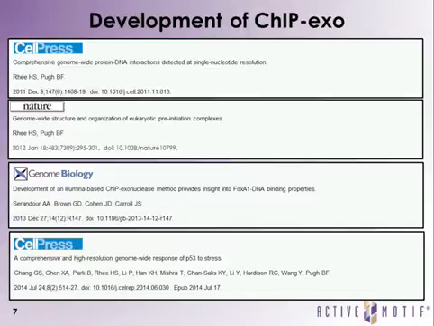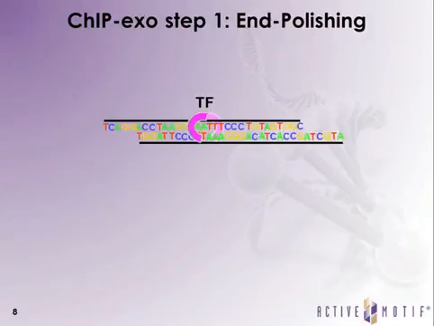Jason Carroll's lab in Britain actually was able to adapt this ChIP-Exo technology to work with the Illumina platform, and also Frank Pugh's lab very shortly after that published their own paper where they adapted this technology to the Illumina platform, making ChIP-Exo accessible on two different platforms and more accessible for use in many of the sequencing technologies out there. So how does ChIP-Exo work?